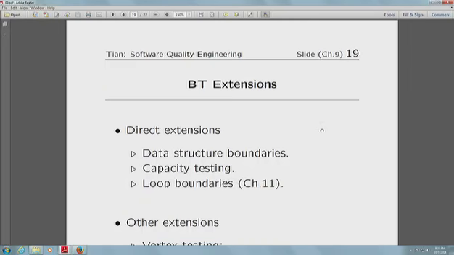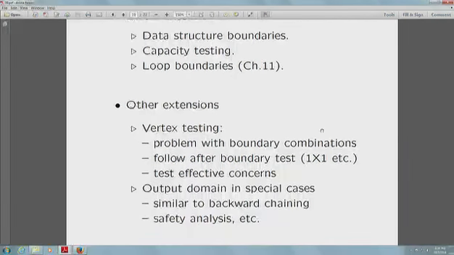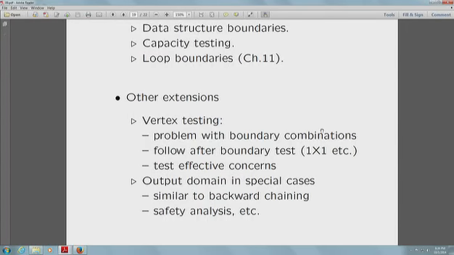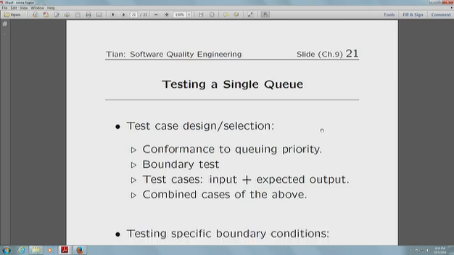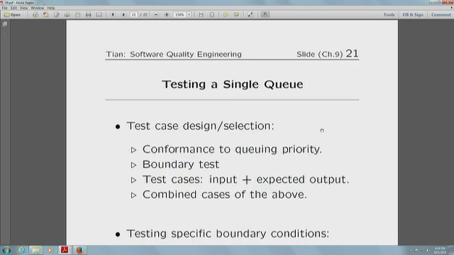Okay, let me try to wrap this up. There are also some extensions, because the basic idea is that you look at the boundaries and extend the boundary inside and outside, and define where the boundary ends. You can do this for data structure boundaries and other things, and you can do vertex testing where 2 boundaries meet. Okay, test the corners. There are also extensions for queuing, but I'm not going to talk about queuing. We can skip that part.